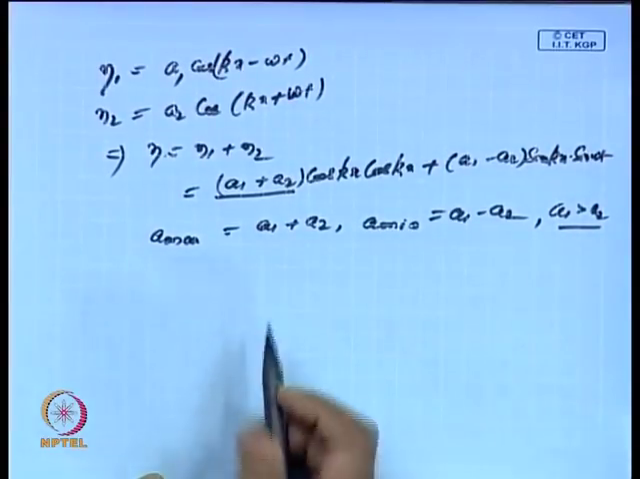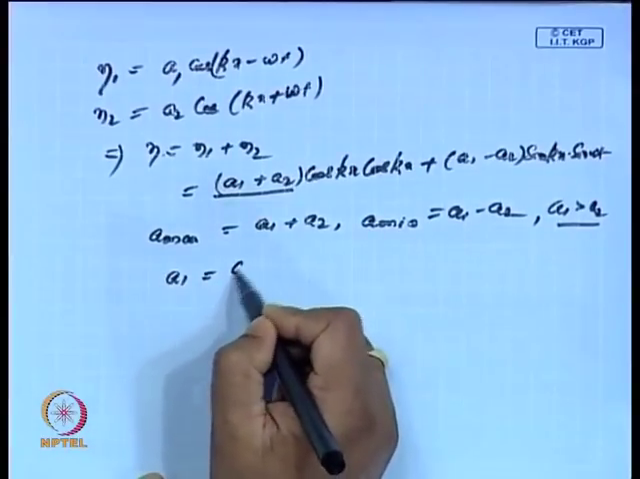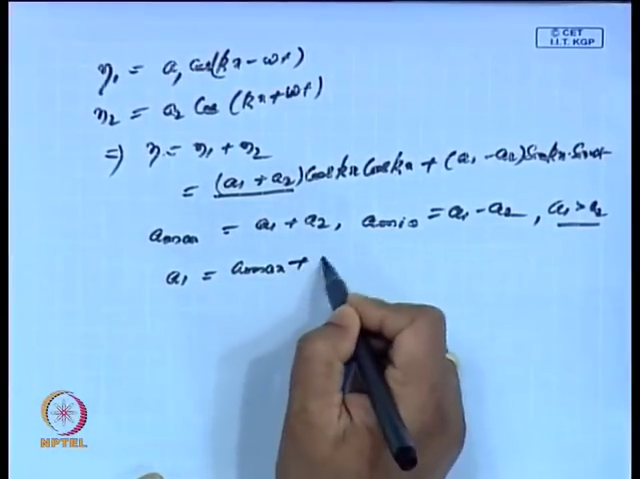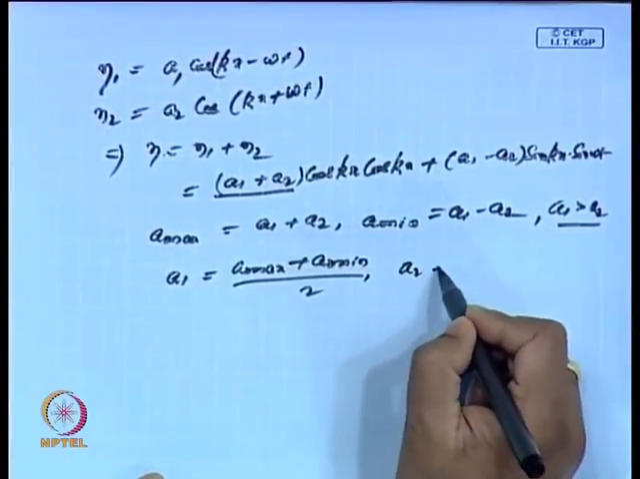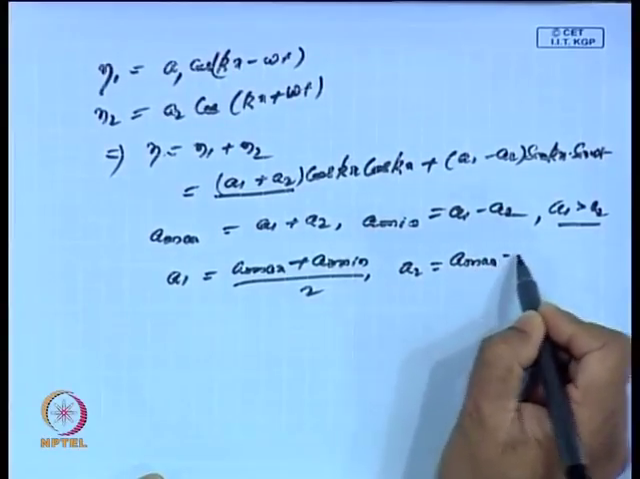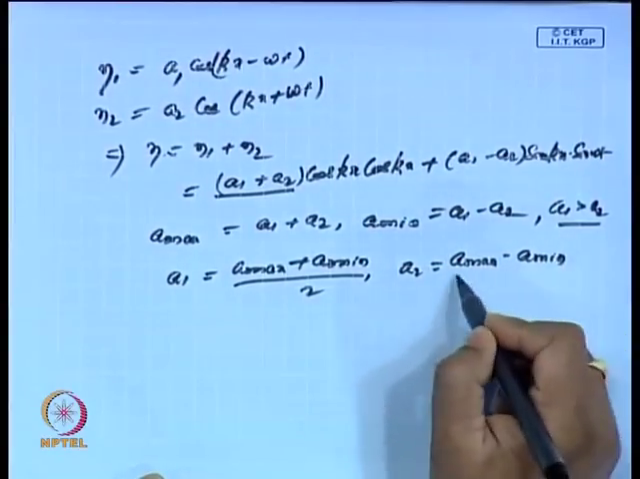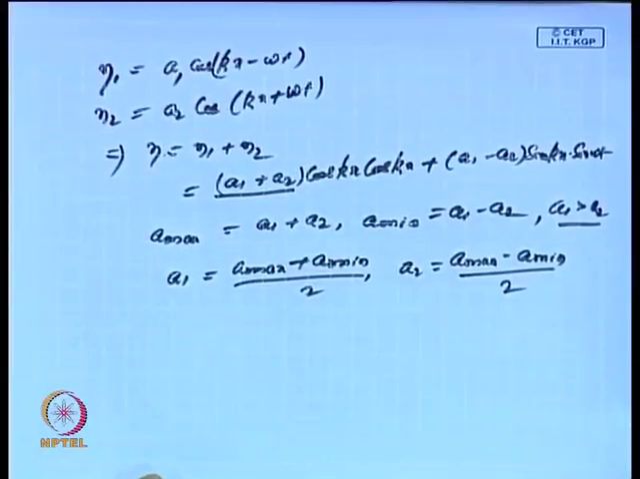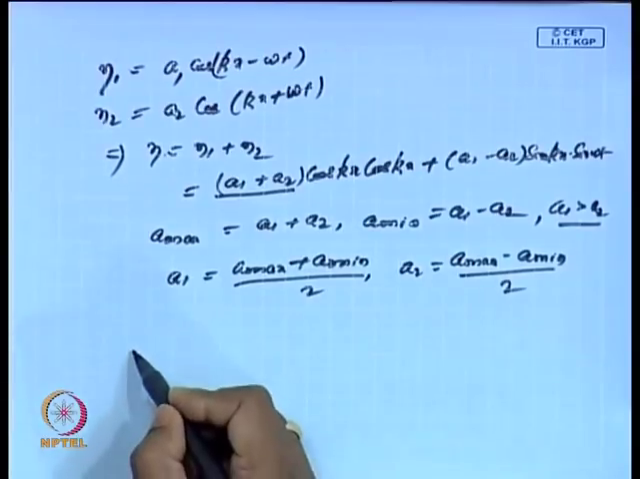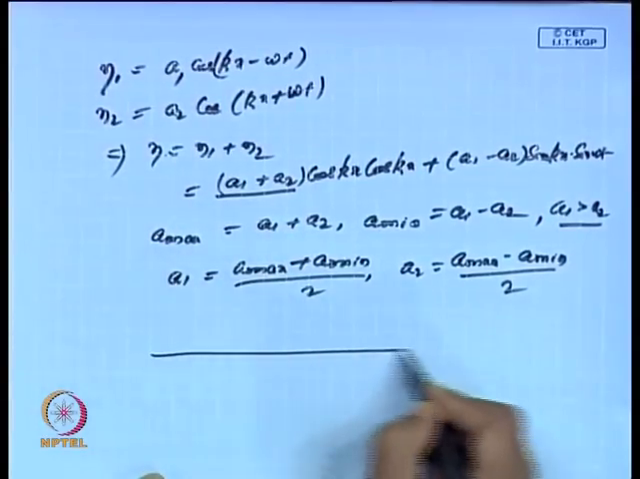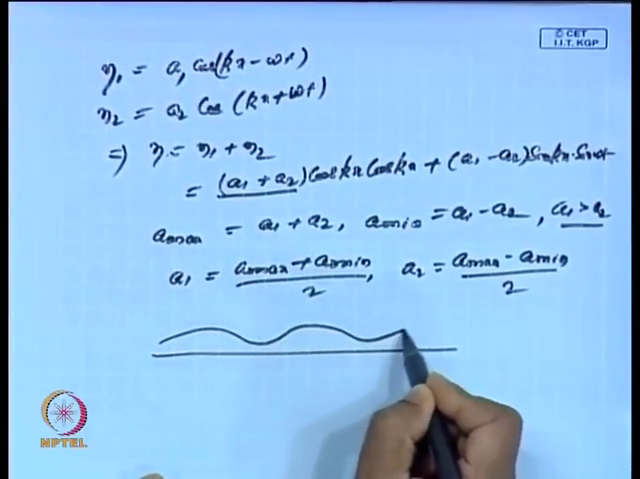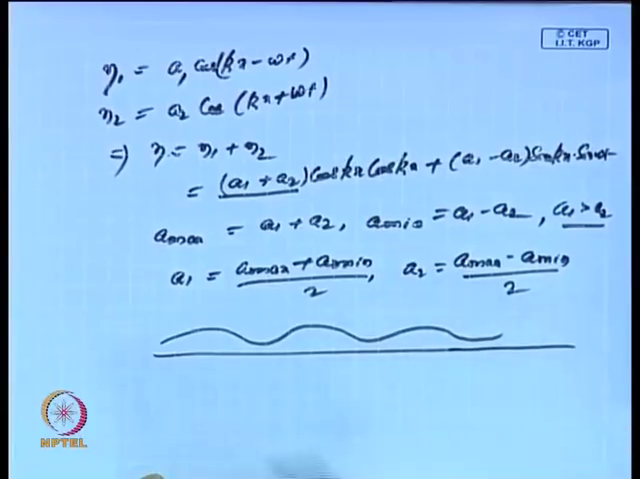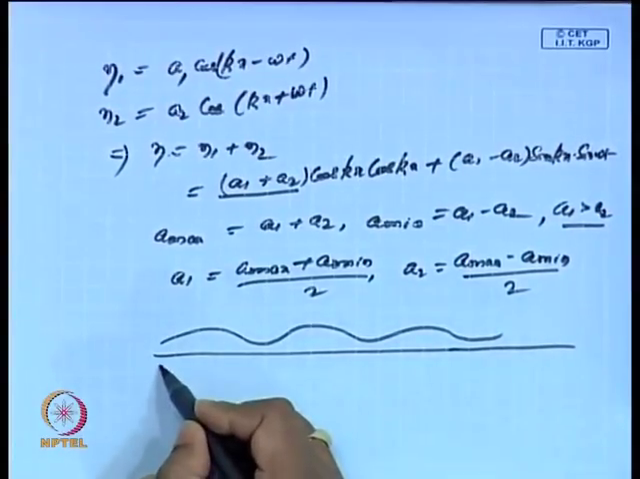Then A1 will be (A max plus A min) by 2, and A2 will be (A max minus A min) by 2. So, that means if I know these, I can see how this wave pattern will look like. This is the mean free surface.